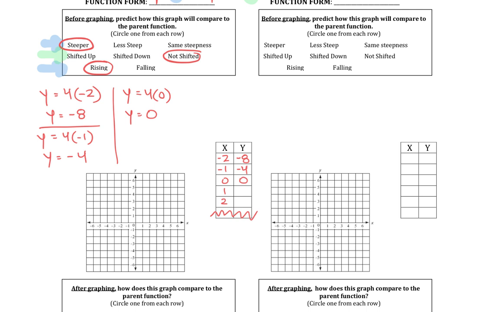Once you've shown your work for 3, you are welcome to do the rest in your head, or you can show your work if you need to. So when X is 1, 1 times 4 is 4. When X is 2, 4 times 2 is 8. All right, so now I've completed my table, and I need to plot these points.